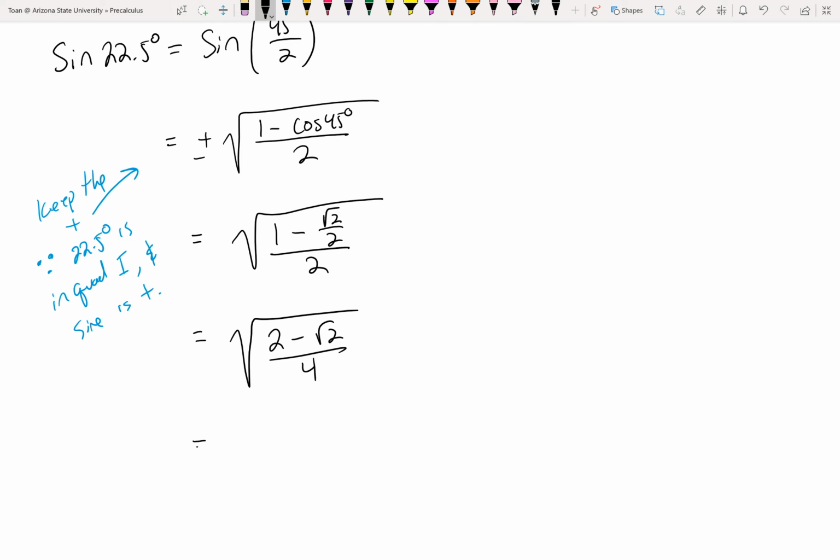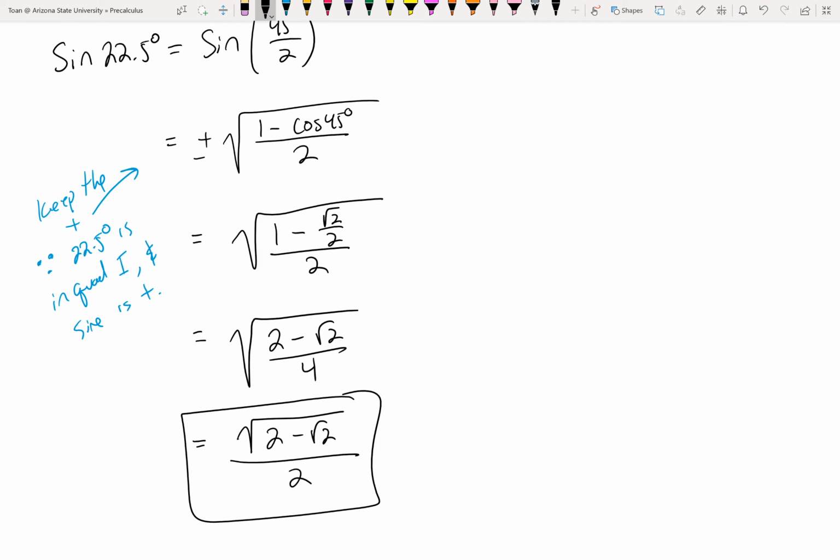Properties of radicals: if you have a radical of a fraction, you can take the radical of the numerator and the radical of the denominator separately. There's not much you can do in the numerator. 2 minus radical 2, that's whatever that is. But since 4 is a perfect square, we can go ahead and take the square root of that, and that's going to give us the square root of 2 minus the square root of 2, all over 2. That is the simplified form. That is the exact value of sine of 22.5 degrees. Pretty neat.